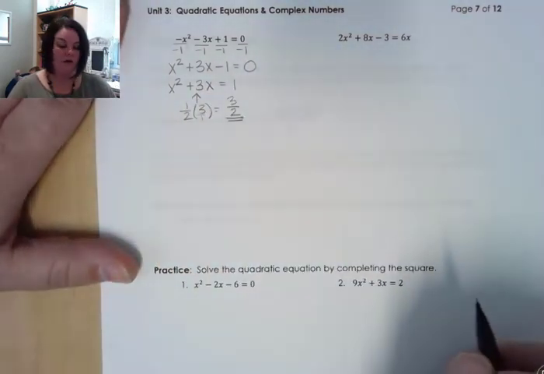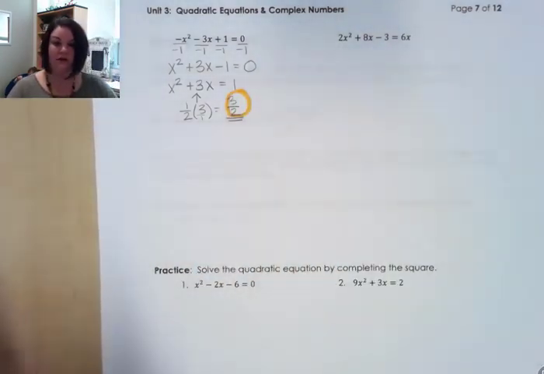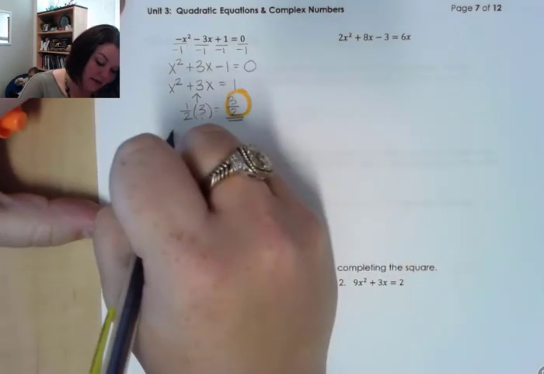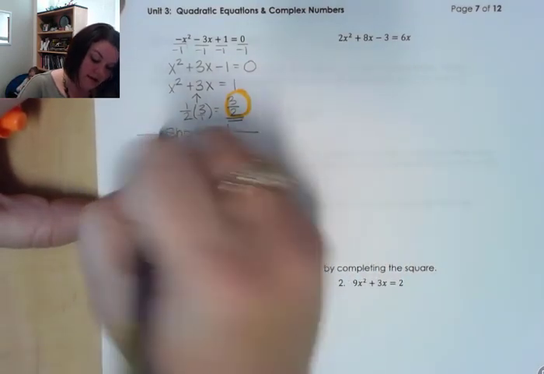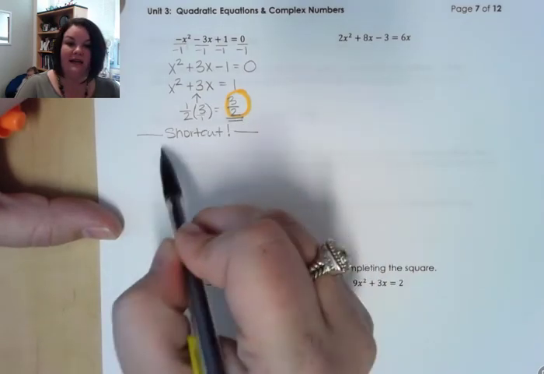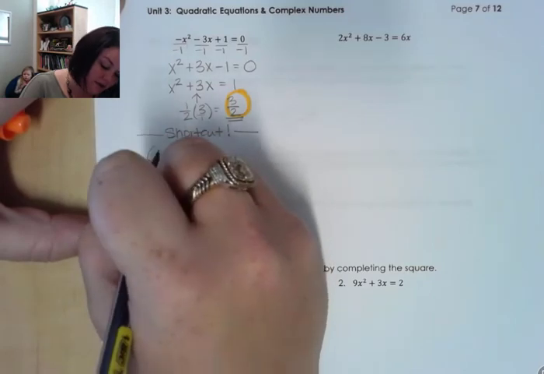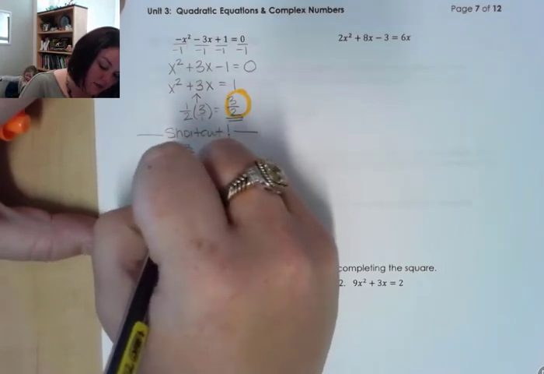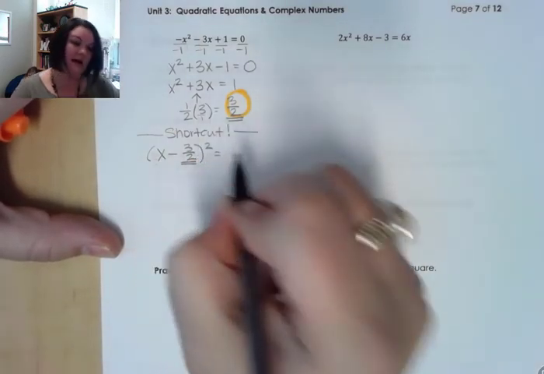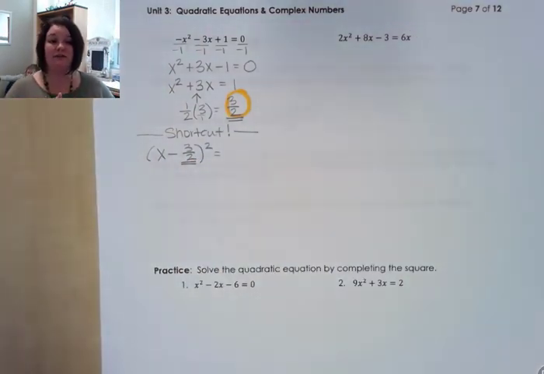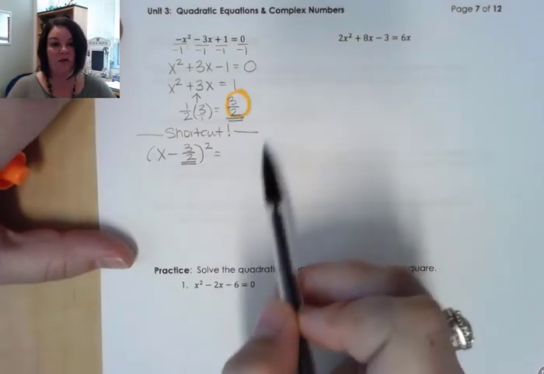Now that is what I got when I took half my middle term. So I'm going to use the shortcut here. That is what I'm going to get when I get my factored quantity. So I know this is going to factor into x minus 3/2 squared. Now, it's fine to use the shortcut on the left-hand side, but I still have to square this and add it to my right-hand side.